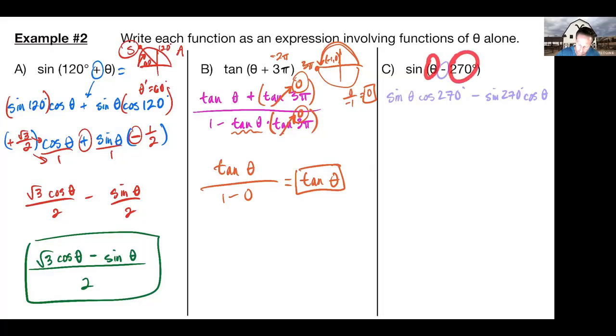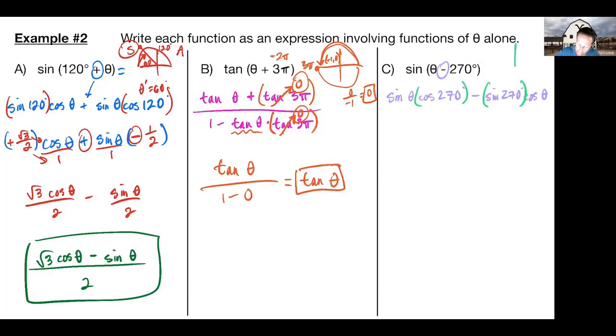Sine of A minus B is going to be the sine of A cosine of B. Remember, sine is the y, so y's are y's. We listen to their signs. And we will then do the sine of B cosine of A. And of course, the only things that we will actually be able to figure out are those 270s for both sine and cosine.